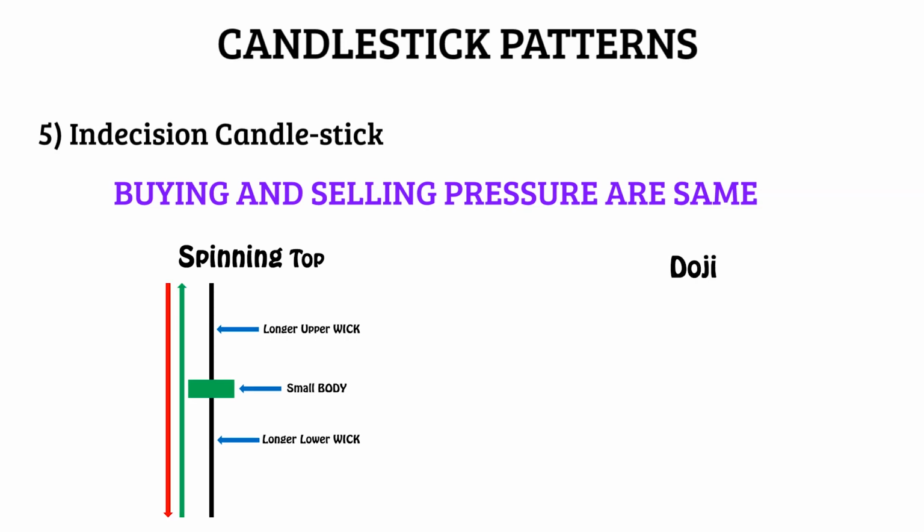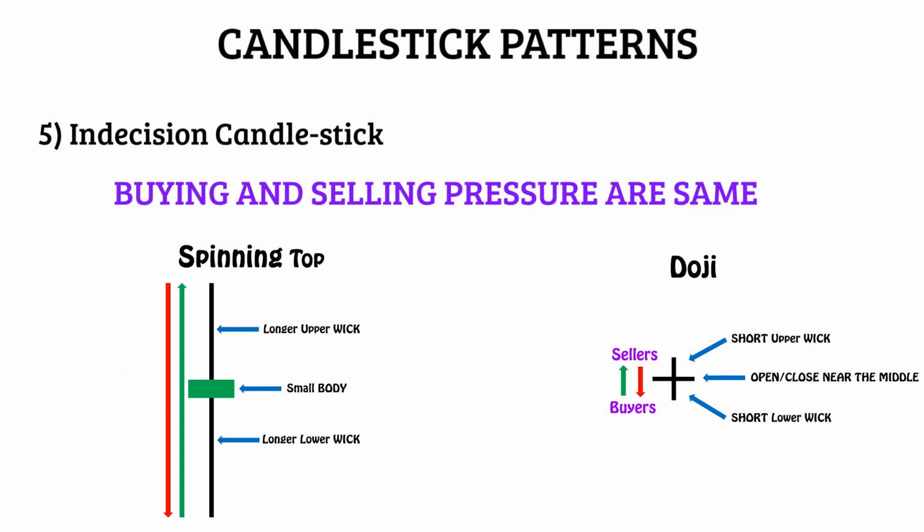Also, a doji candlestick pattern represents the indecision in the market as both the buying and selling pressure are the same. You can recognize it when the candle's open and close are around the middle of the range and the upper and lower wicks are short and about the same length.